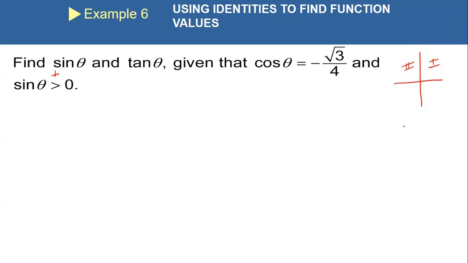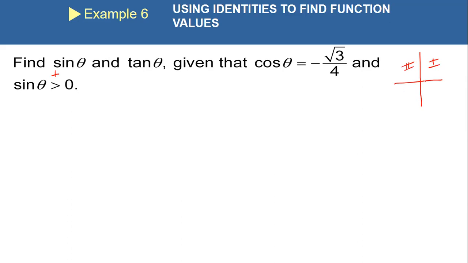I said greater than 1, I didn't mean to say 1. Thank you. Sine theta is greater than 0, which means that it has to be positive. Okay. Sine represents y, and y is only positive in quadrant 1 and in quadrant 2.